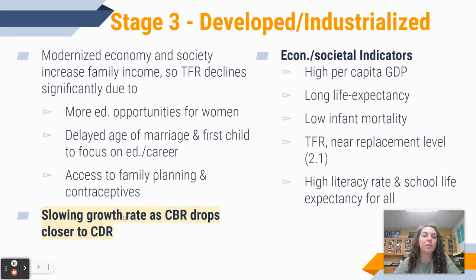So here we start to see slowing growth rate as our birth rate drops closer to the death rate. Now, we're still going to see some growth, but it's going to be very slow growth. This is going to have a pretty high per capita GDP with a long life expectancy, low infant mortality rates. We're going to see that TFR near the replacement level of 2.1. So we're only having enough children to essentially replace the parents. And then we're going to have a higher literacy rate and school life expectancy for both males and females. So countries like this would be the United States, Canada, and a lot of Europe.